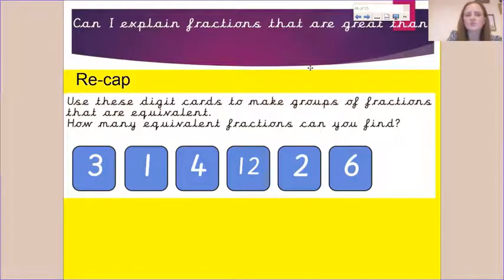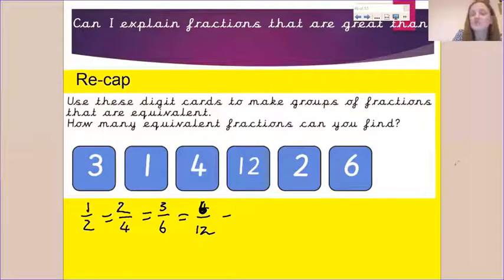So just to start off, I want you to use these digit cards to make groups of fractions that are equivalent. So how many equivalent fractions can you find? So pause the video now and see if you can make some equivalent fractions using these number cards.